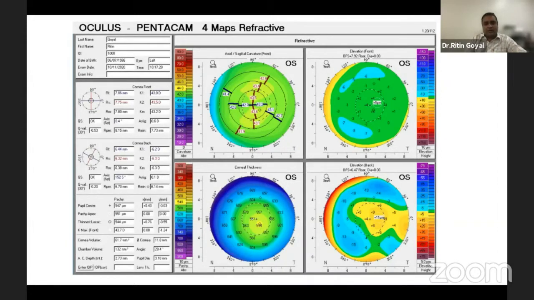I would look at this map and equate it to previous devices like the OpScan or a Placido disc topographer, or even going back to video keratography. This is truly what the K reading of the patient is throughout the cornea. It's giving you global K readings. The two maps on the right are elevation maps of the front and back. And the bottom left map is the corneal thickness map. It gives you corneal thickness at every measured point of the cornea.